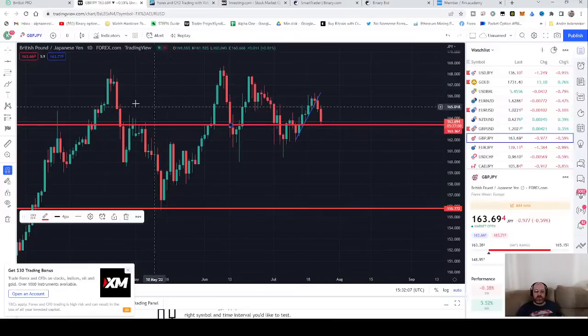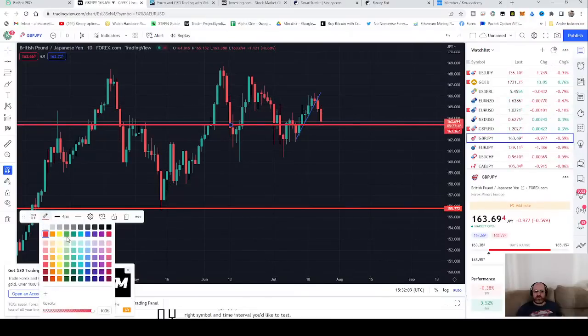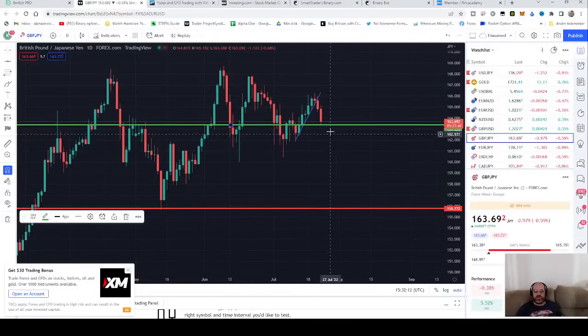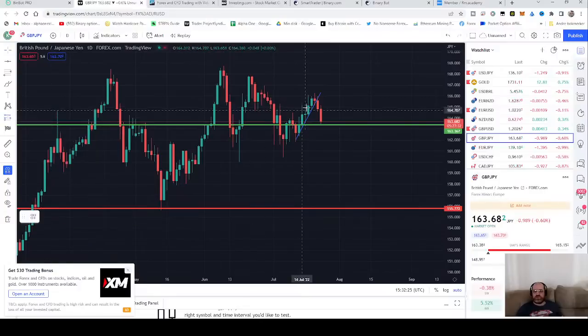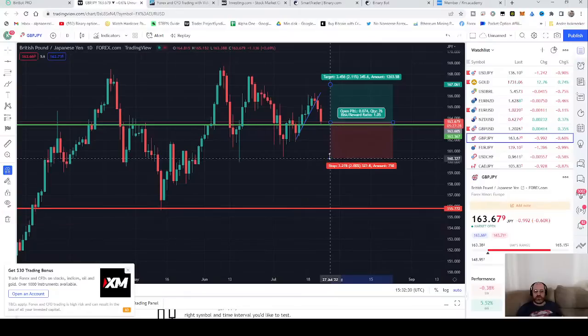Yeah, let's make that a nice green as we're looking for a long trade. So as I'm expecting up to this level here, so here we could go for a sweet long trade. This will be a Monday trade, by the way. Here we take a stop loss here.